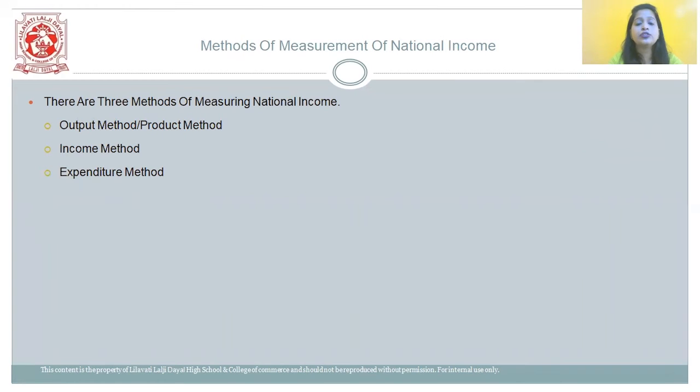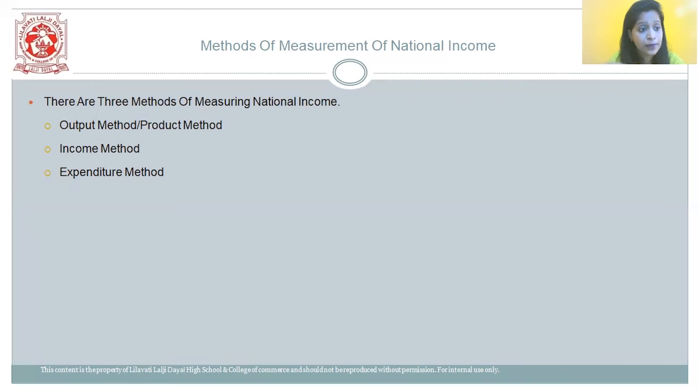Let's move on to the next slide, students. That is methods of measuring national income. So there are three methods, students, of measuring national income. First one is the output method, which is also termed as the product method. What happens here? Only the value of the final goods produced is considered. That is why it is termed as the final goods approach or value added approach. So in the output method, only the value of final goods produced is considered.